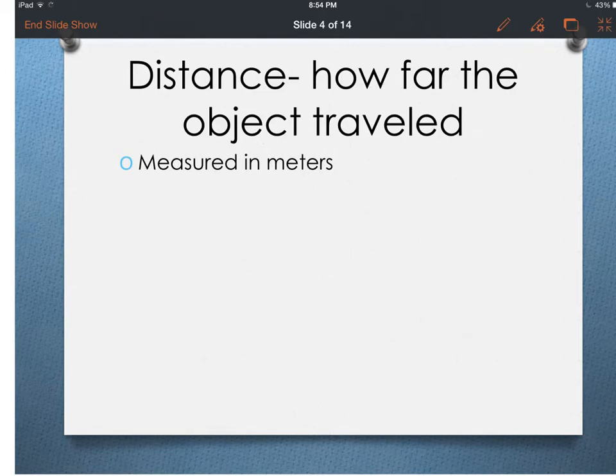The first scalar quantity we're going to talk about is distance. Distance is simply how far the object traveled, and it's going to be measured in meters. Okay, so if we want to drive to Midland, our distance would be approximately 20 miles, depending on what part of Midland we're going to. If we want to go to Midland and come back, our distance would be somewhere around 50 miles, depending on what we did in Midland.